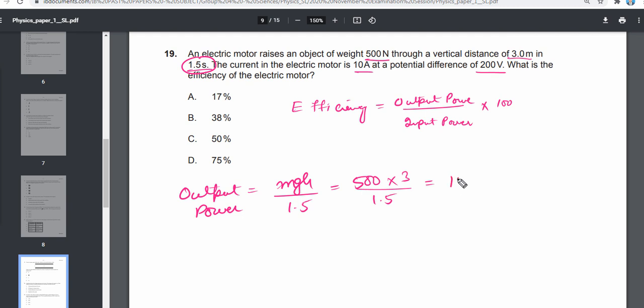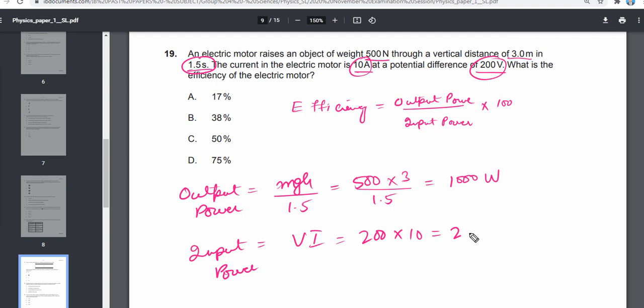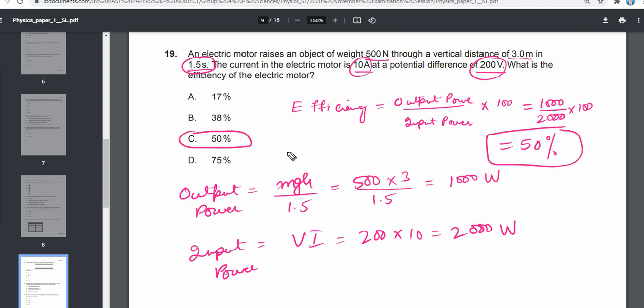So the output power is 1000 watts and the input power will be measured by the formula of power, that is VI. So the voltage is 200 and the current is 10. So it will be 200 times 10, which becomes 2000. So 2000 watt is the input power and 1000 watt is the output power. So our efficiency will become equal to 1000 over 2000 times 100. So that will become equal to 50%. So option C is the correct one.